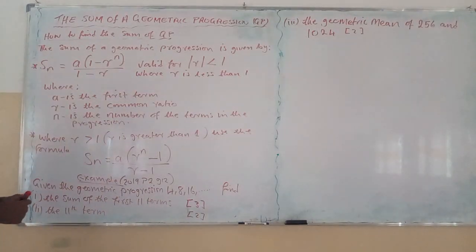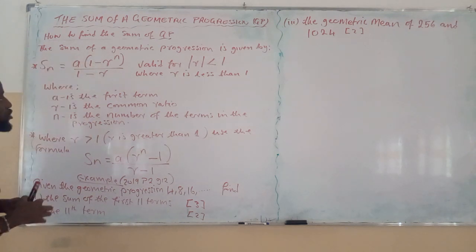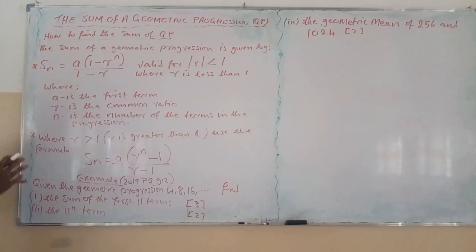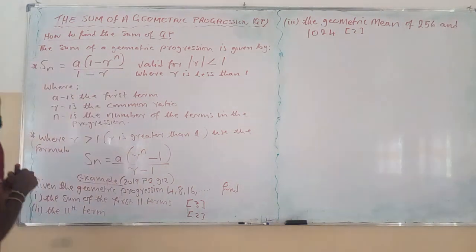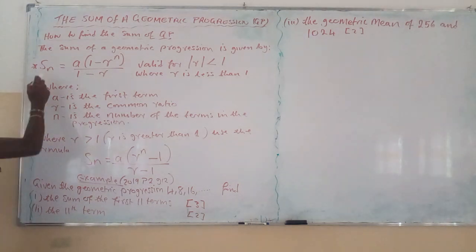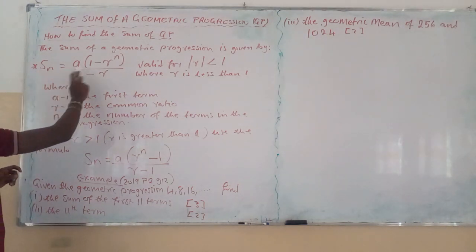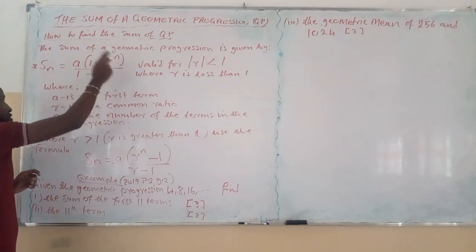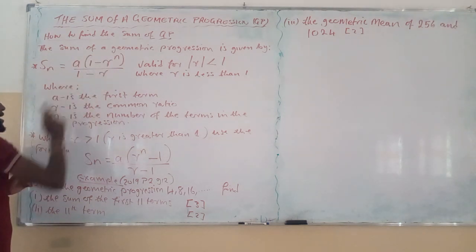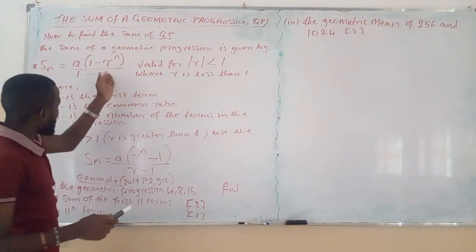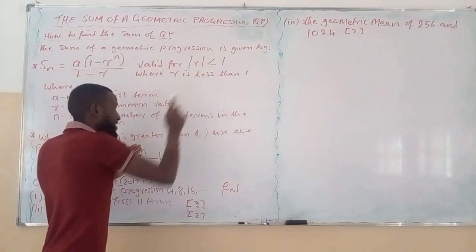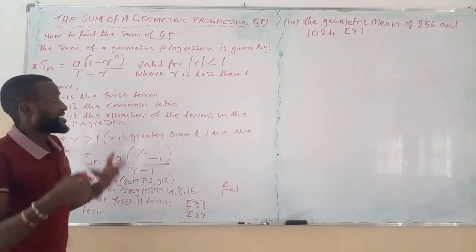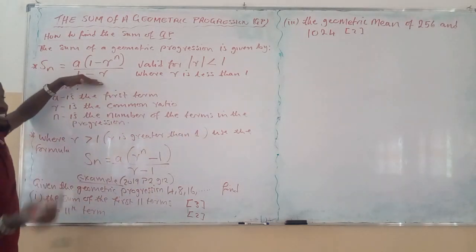The sum of a geometric progression, GP. How to find the sum of a GP? These are the formulas that you need to know in order to find the sum of a geometric progression. The sum is equal to the first term, open brackets, 1 minus the common ratio to the power of the number of terms, divided by 1 minus the common ratio. This formula is only valid where the common ratio is less than 1. When the common ratio is less than 1, you can use this formula to find the sum.